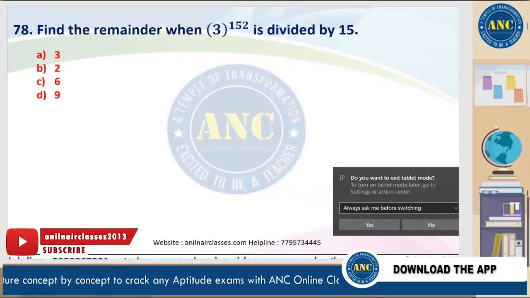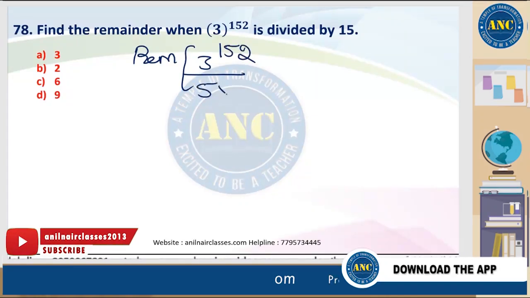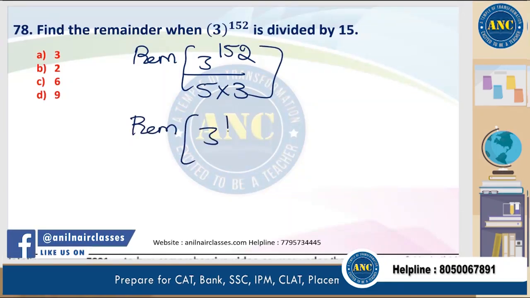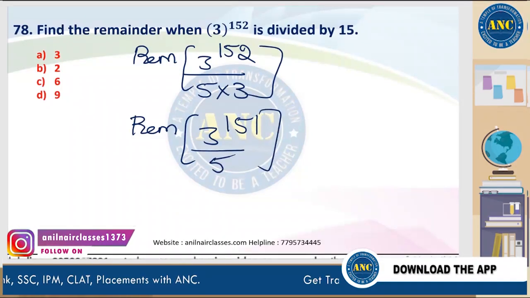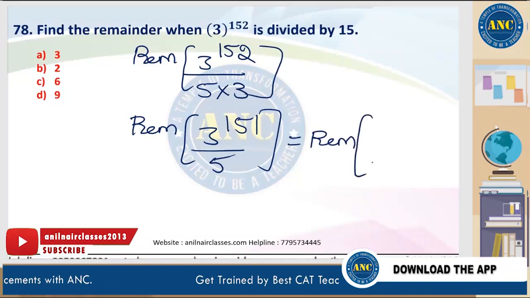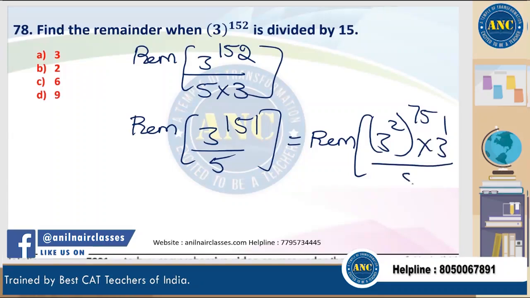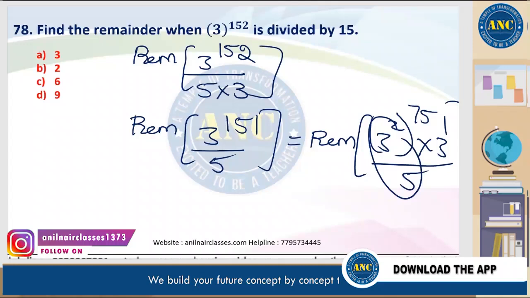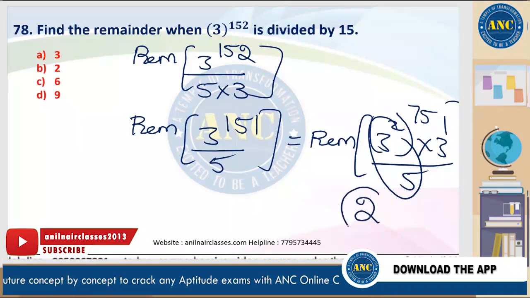Next. See here. These also you can solve. Find the remainder when 3 power 152 is divided by 15. 15 is 5 into 3. So this is nothing but 3 power 151 divided by 5. So this is nothing but remainder 1. 3 square power 75 into 3 power 1 divided by 5. 9 1 divided by 5. 5 2s are 10 minus 1. Minus 1 power odd is minus 1. Minus 3. Minus 3 means it will be 2.